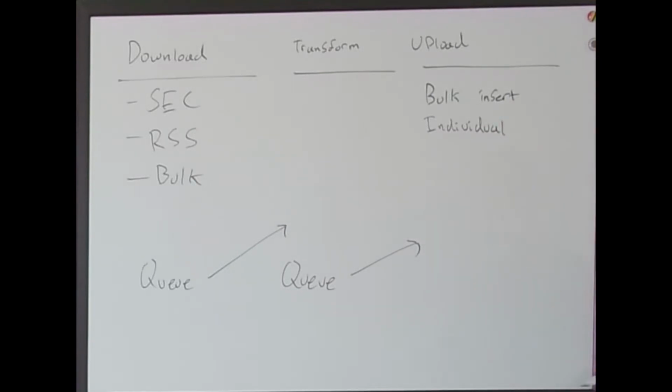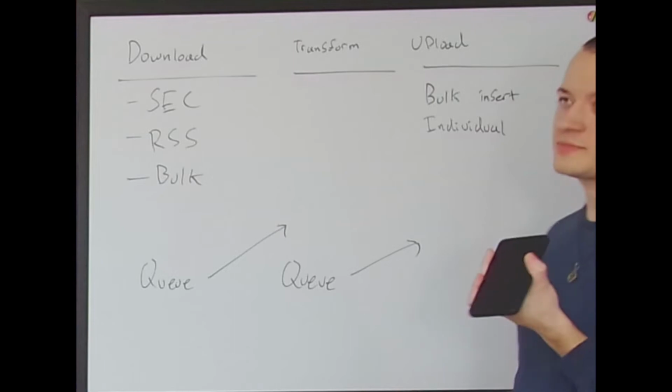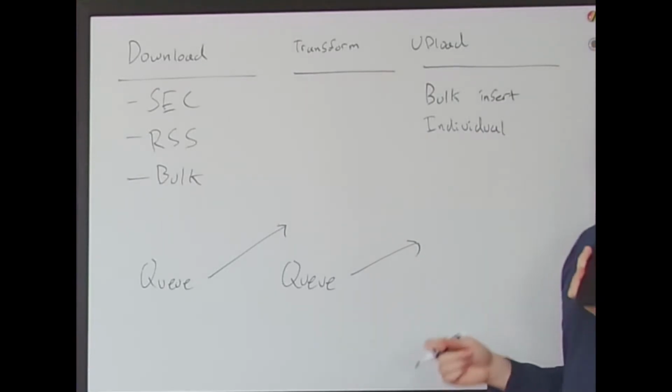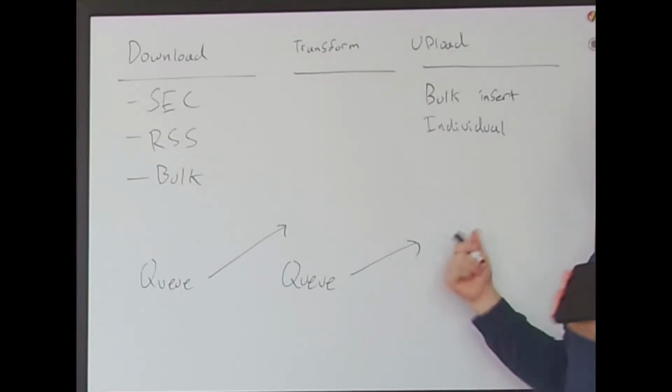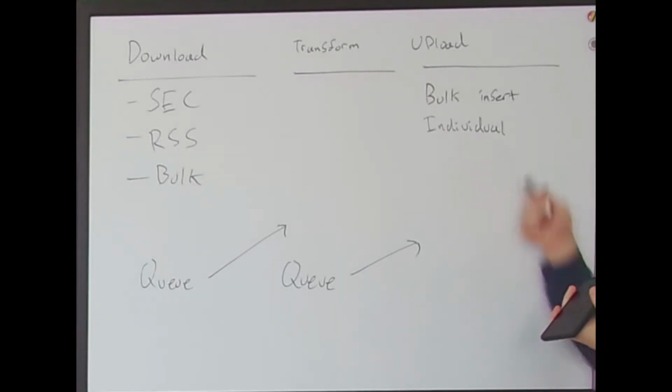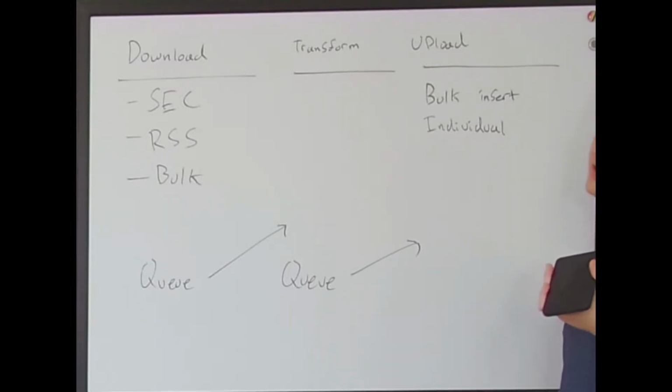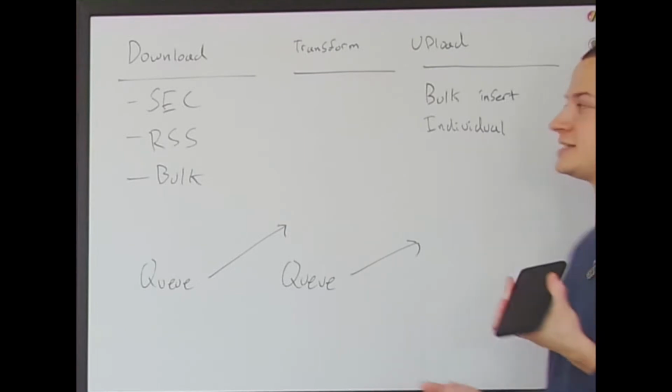And the way this works is it'll attempt to do a bulk insert first, and if there's already data in the database such that it can't do the bulk insert, it's going to basically fall back to the individual insertion. And this is on a per company basis, essentially.